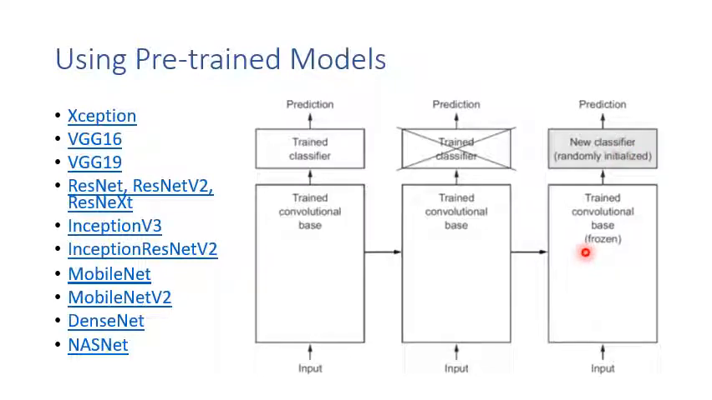Also, the convolution base parameters are usually frozen, because if we change the parameters in the convolution base, it may overfit, since there are so many parameters in the pre-trained model. Keras has prepared many different pre-trained models for us. Almost all the mainstream models are included in Keras: you can choose Xception, VGG, ResNet, Inception, MobileNet, DenseNet, even NASNet. And the number of pre-trained models is increasing. This is very convenient.